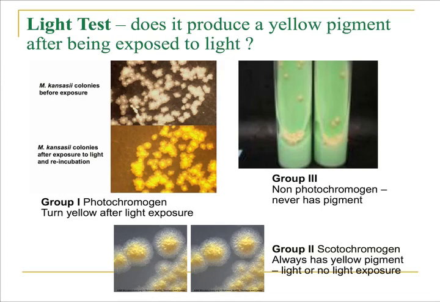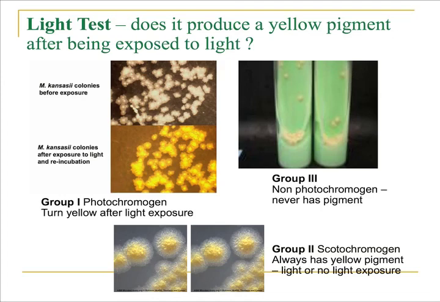On the bottom of the slide, you will see group 2, or the so-called scotochromogen. These organisms, no matter whether they're exposed to light or no light, will have a bright yellow color. Group 3 on the upper right-hand side is a non-photochromogen. No matter whether this organism is exposed to light or not, it never produces a pigment. This is a very, very simple test, but the Runyon Classification System based on the light test was used for decades as a starting point for our identifications.